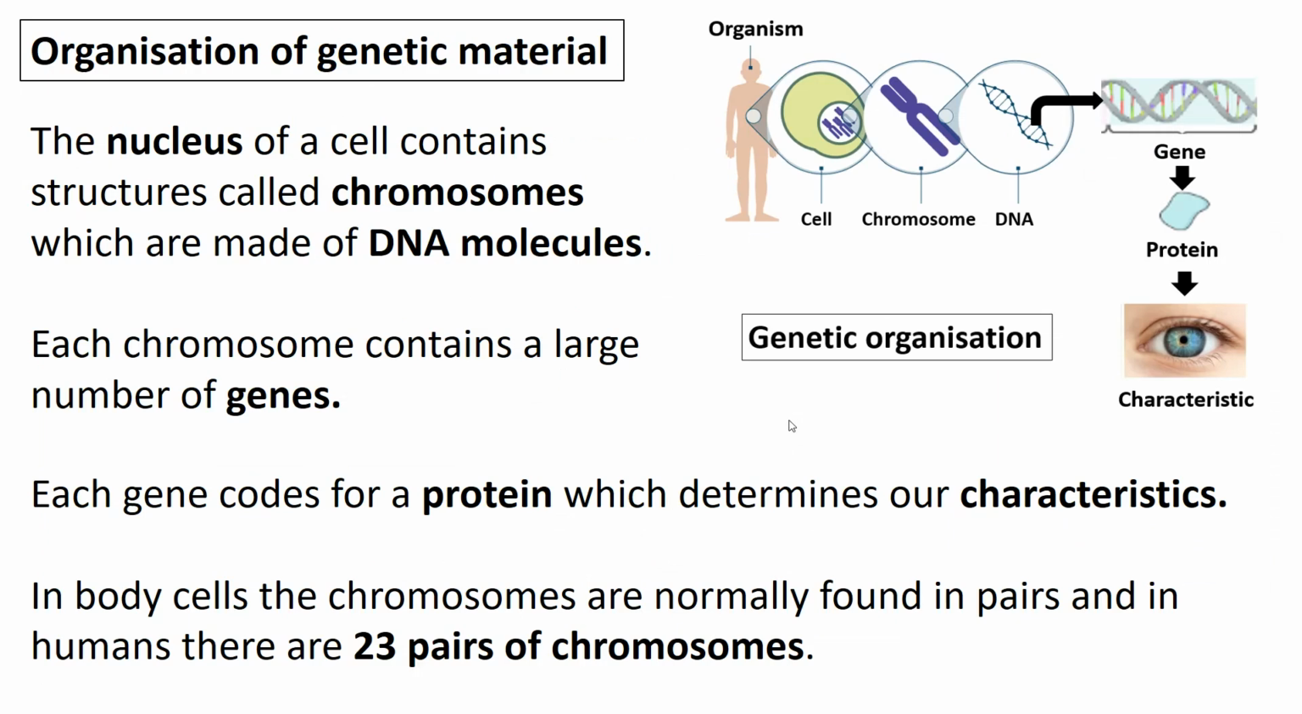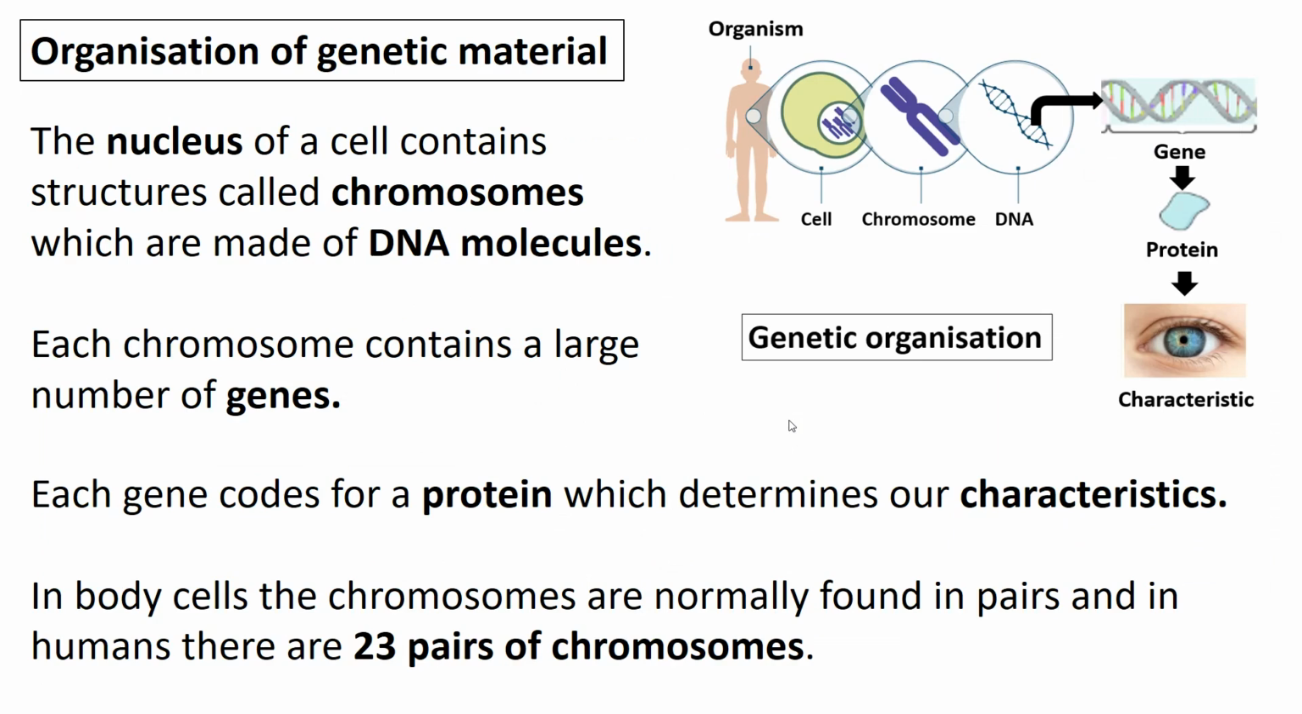Now let's have a little look inside the nucleus of a cell for eukaryotic organisms. So we are going to look at the genetic material and think about how cells divide. So the nucleus of a cell contains structures called chromosomes, and they are made of DNA molecules. Each of those chromosomes made of DNA contains a large number of genes, thousands of genes per chromosome normally. Each gene, which is a small section of that DNA, codes for a protein, and that protein determines our characteristic.